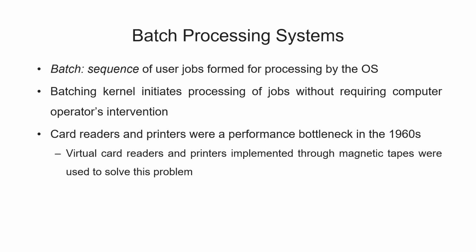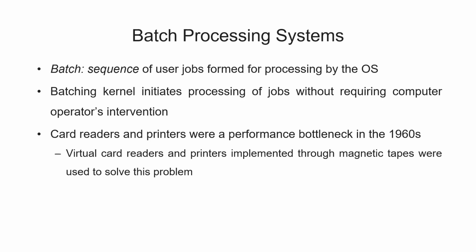The computer operator would load the cards into the card reader to set up the execution of the job. During this action there is a possibility of wastage of CPU time. So batch processing was introduced to prevent this CPU wastage. Now, what is a batch? A batch is a sequence of user jobs formed for processing by the operating system.